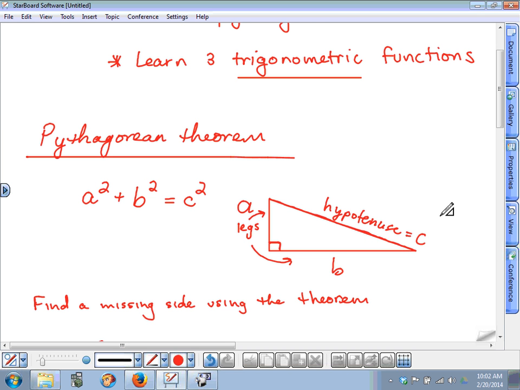Pythagorean Theorem. A squared plus B squared equals C squared. You guys are so smart, you can always tell me that the hypotenuse has to be C. That's always across from the right angle. The legs can be A or B, vice versa. It doesn't matter how you place the legs. Just one has to be A, one has to be B.